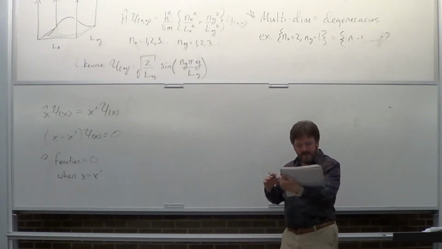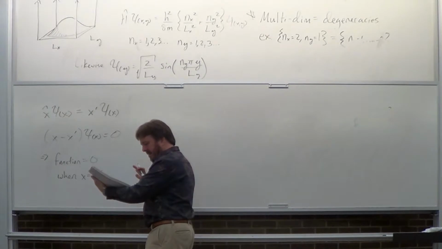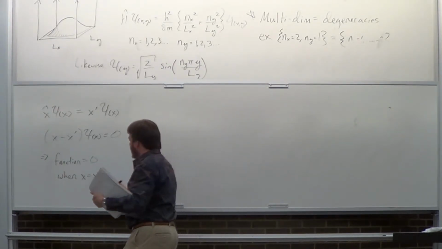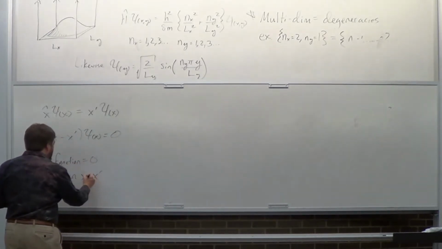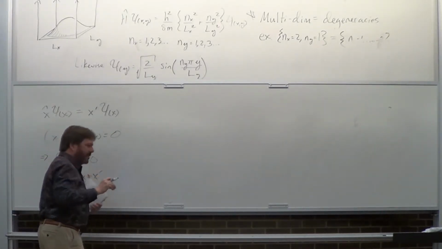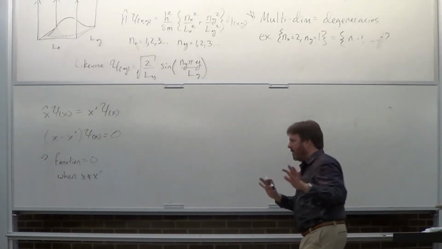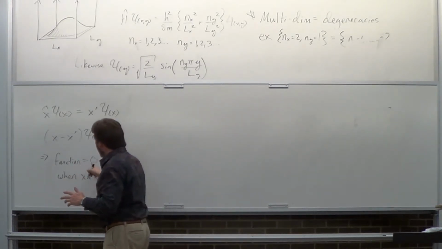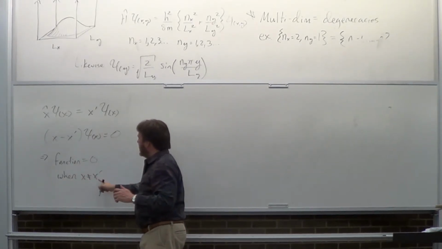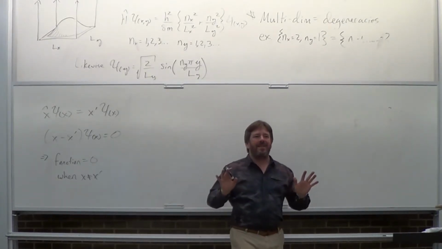Sorry, I messed up. Let me read my notes. Let me see how this messed up. When x is, yeah, my bad. Okay, so here's the logic. Sorry, I just need to prepare a little more. It's Friday, right? Okay, so here's the wave function. The wave function is 0 when x is not equal to x prime.